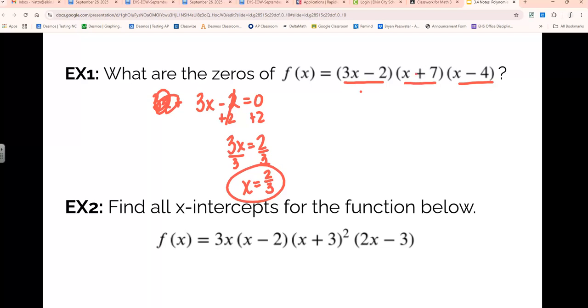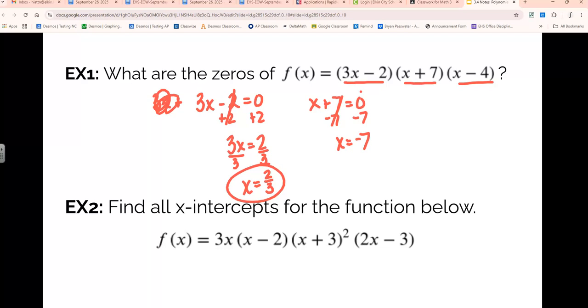Then you could take the next factor. You probably can do this in your head. You probably don't have to write it out. But what you're doing is x plus 7 equals 0. So if you subtract 7 from both sides, it just switches the sign. You get x equals -7.